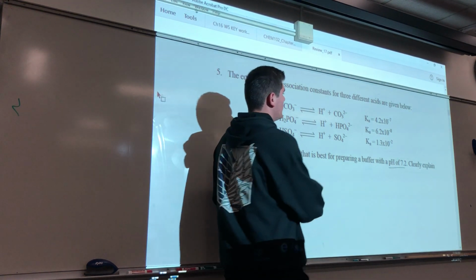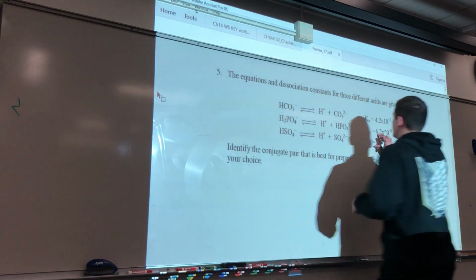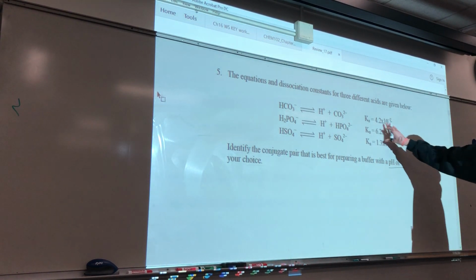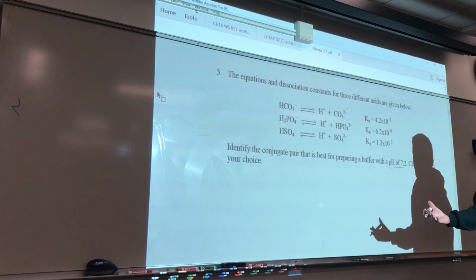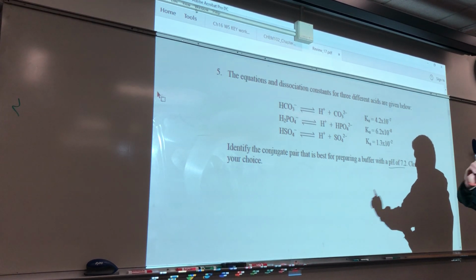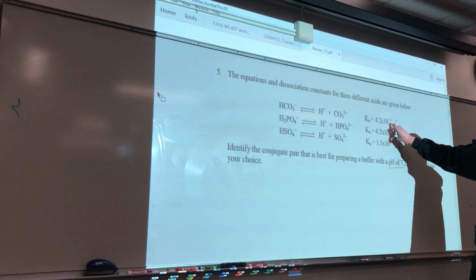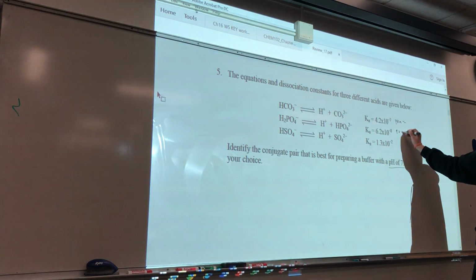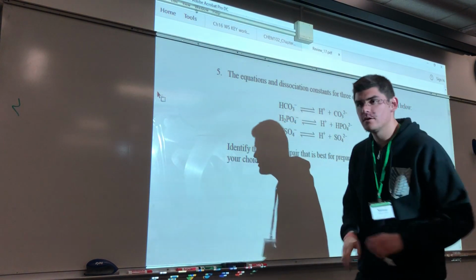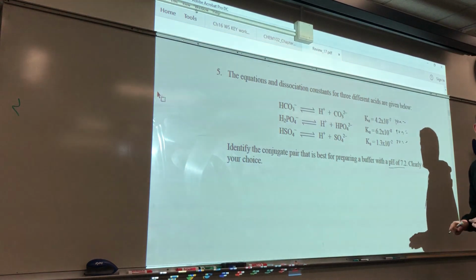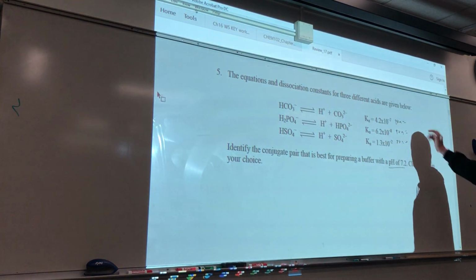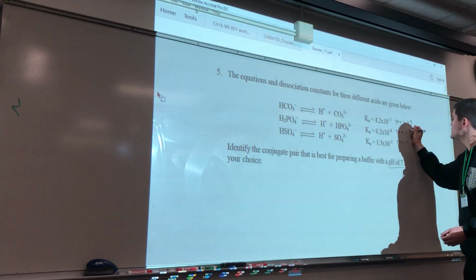But if we're given Kas, let's find the pKas and see what these give us, because let's assume that we're going to use the Henderson-Hasselbalch, and let's assume that we have the same concentration of base and acid, and let's see what pKas will give us. I'll explain in a bit why we're getting the pKas and why I'm making the assumption. You want to make it closer to the pH? Yes, exactly. The pKs are 6.4, 7.2, 1.9.